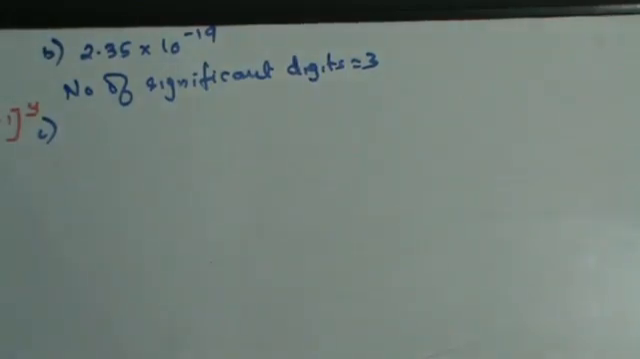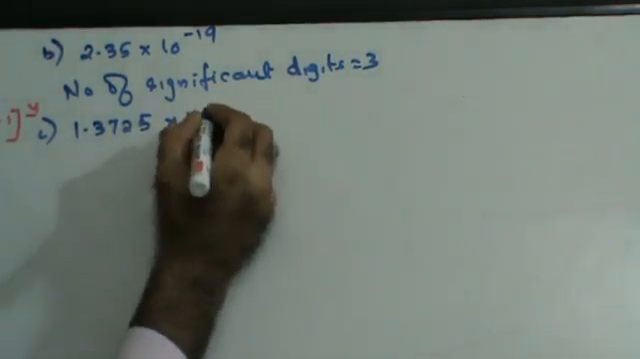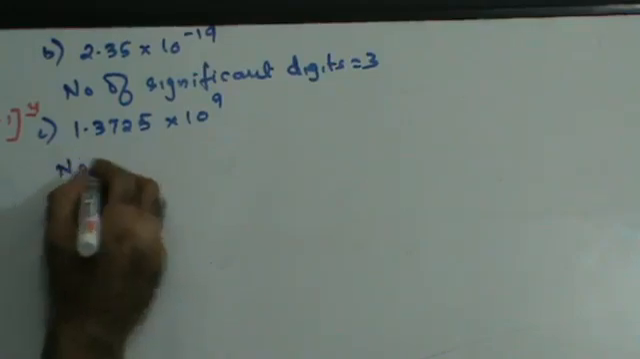Suppose you have 1.3725 into 10 raised to 9. Can someone please tell me the number of significant digits? 5. The number of significant digits is 5.